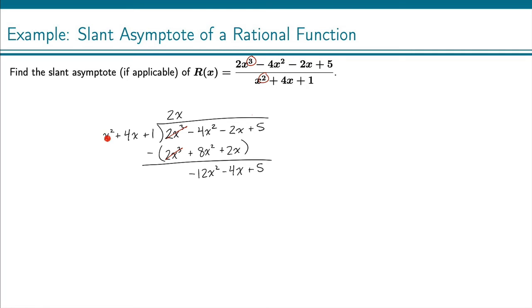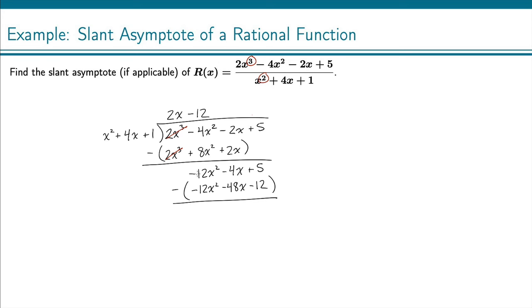We say, what do I multiply x squared by to get negative 12x squared? And that is negative 12. And I take that negative 12 and I multiply by all of this. So negative 12 times x squared is negative 12x squared. Negative 12 times a 4x is a negative 48x. And negative 12 times a positive 1 is negative 12. And we need to subtract that.